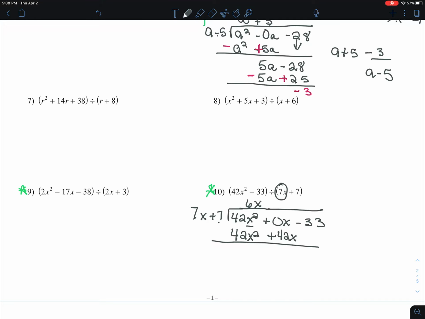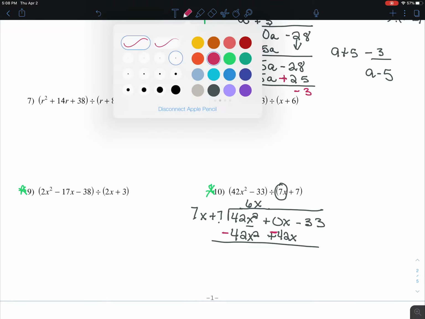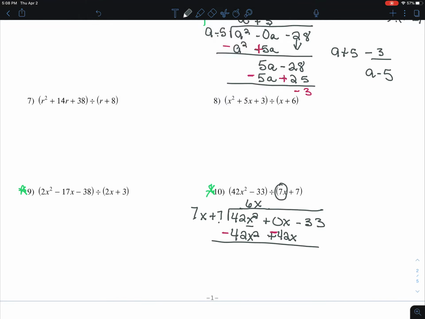Remember, subtracting is just adding the opposite. So we're going to make both of those negative, and then we add those together. The 42x squared and the minus 42x squared zeros out. I have 0 minus 42x, so that's just going to be minus 42x. And what's my next step? You got it. Bring down. So what can I multiply by 7x to get negative 42x? Well, 7x by negative 6.